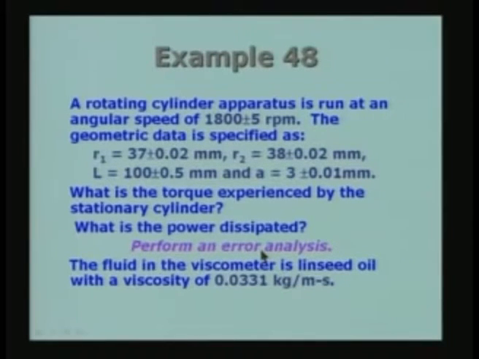I have also mentioned here that we would like to perform an error analysis. The error analysis is to bring out the effect of the plus or minus 5 rpm, plus or minus 0.02 mm, plus or minus 0.01 mm, and plus or minus 0.5 mm. These are the errors in the various measured quantities, and we would like to find out how the torque experienced by the stationary cylinder as well as the power are affected because of these measurement errors.